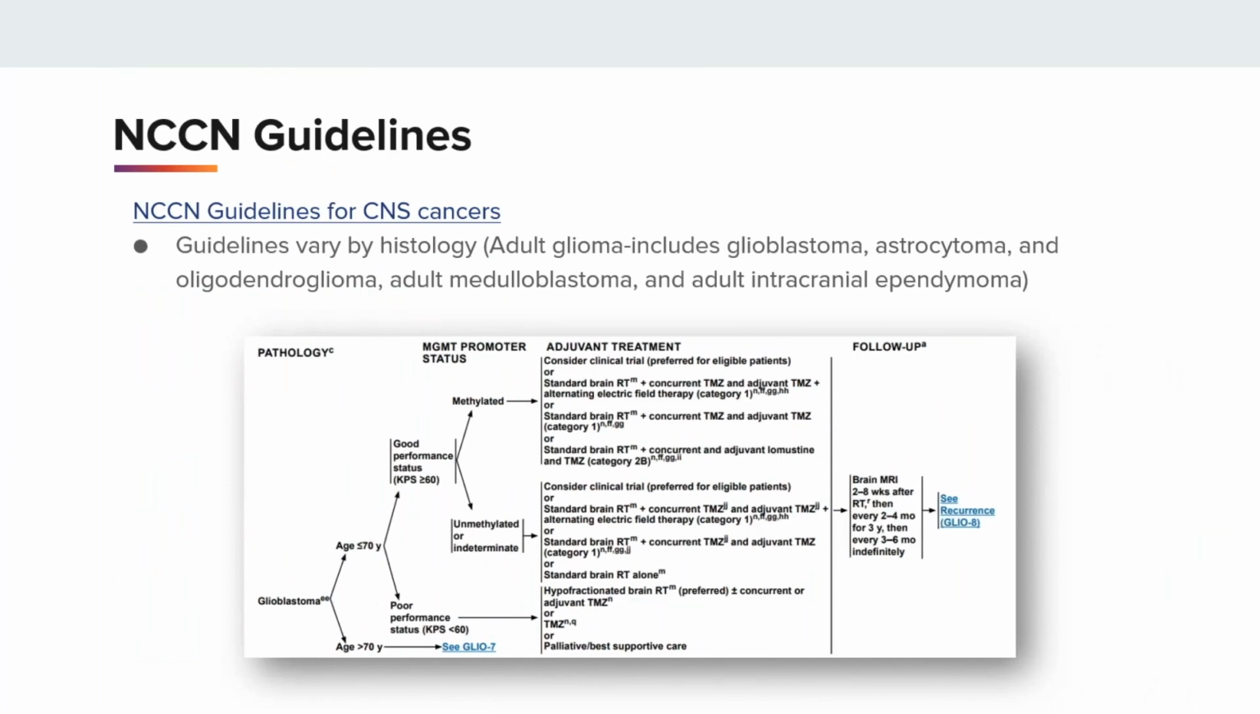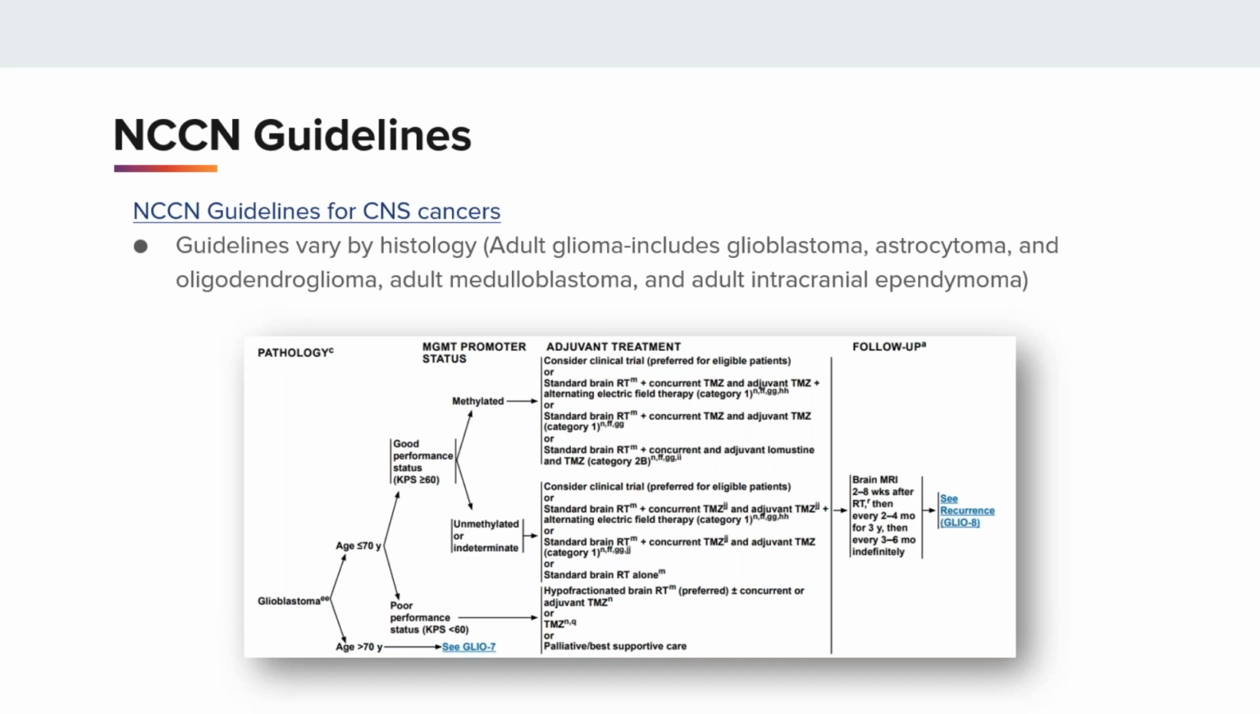Next, we have NCCN guidelines. These are available for CNS cancers. The link to the document is on the current slide. Registration for the website is required, but it is free. Prior to viewing the document, we would have to log in.